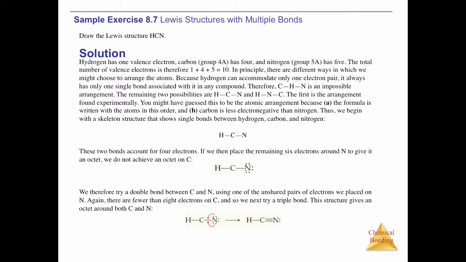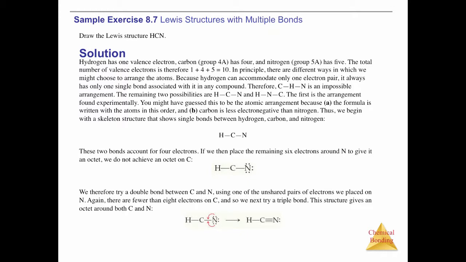In principle, there are different ways in which we might choose to arrange the atoms. Because hydrogen can accommodate only 1 electron pair, it always has only 1 single bond associated with it in any compound. Therefore, CHN would be an impossible arrangement because it can't form 2 bonds. The remaining 2 possibilities are HCN and HNC. The first is the arrangement found experimentally. We know that HCN does exist. You might have guessed this to be the atomic arrangement because the formula is written with the atoms in this order, or because carbon is less electronegative than nitrogen.